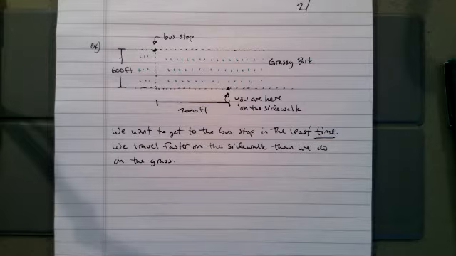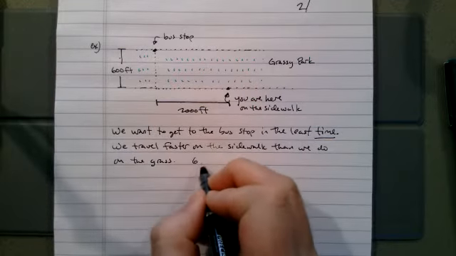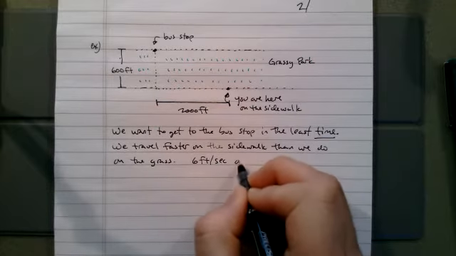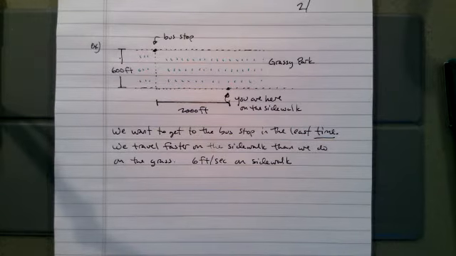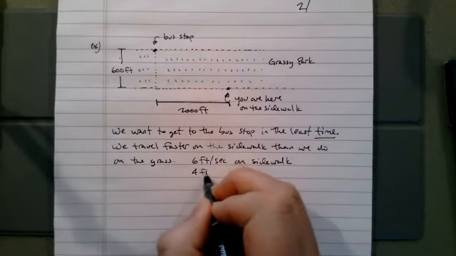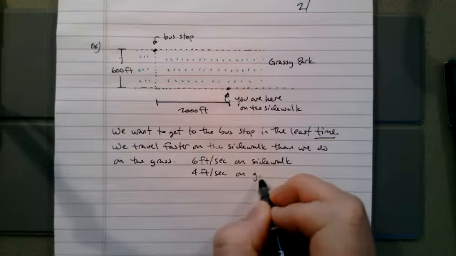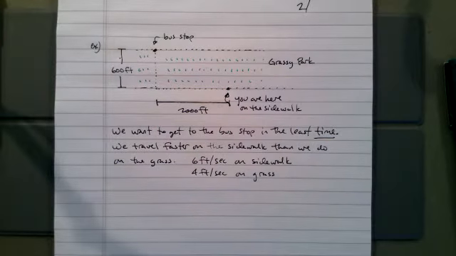So now I just need to set up two different speeds for you. Let's suppose that you can walk along the sidewalk. When you're on the sidewalk, you can travel at 6 feet per second. But when you're walking through the grass, you can only go 4 feet per second. So we have to decide what the fastest route to the bus stop is.